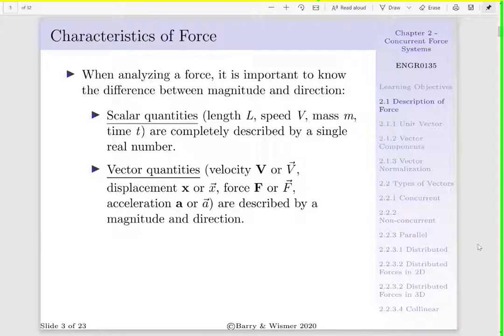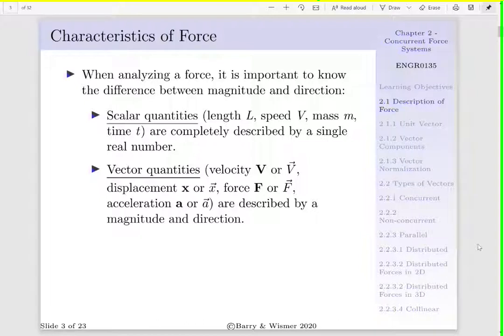For us to begin, we have to talk about a force, and we need to know the difference between the variables that we define within this course. Scalar quantities are things such as length, speed, mass, and time, and these are described by a single real number. When we talk about scalar quantities, the variable is going to be italicized. That is, length is italic L, speed is italic V, mass is italic M, and time is italic T.